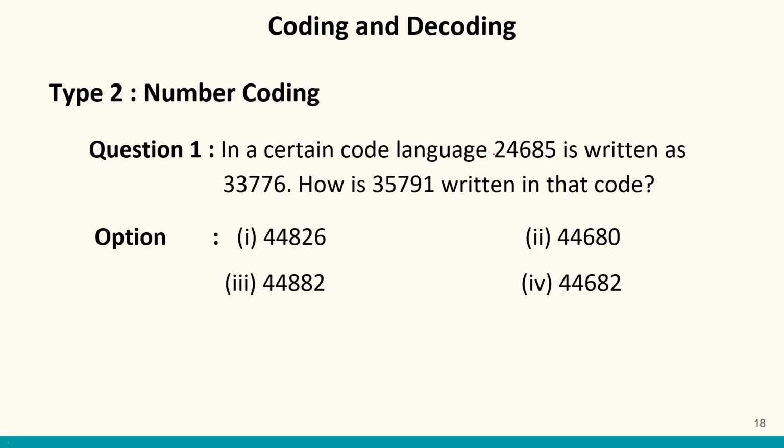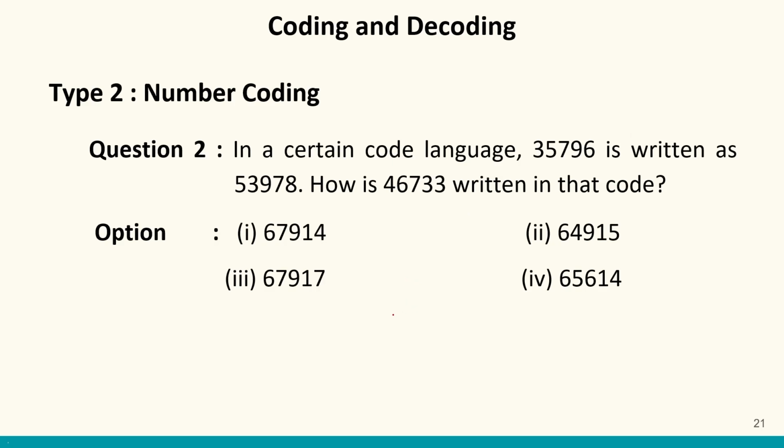Okay. Now number coding. In number coding, let us see. 24685 is written as 33776. So I can see plus 1, minus 1, plus 1, minus 1, plus 1. This is the logic that we are using. So we'll use the similar logic for this number. So plus 1 will give us 4, minus 1 will give us 4, plus 1 will give us 8, minus 1 will give us 8, and plus 1 will give us 2. So our answer will be 44882, which is option number 3.